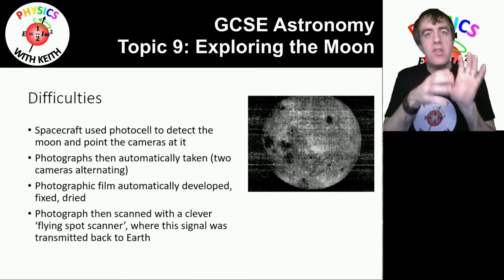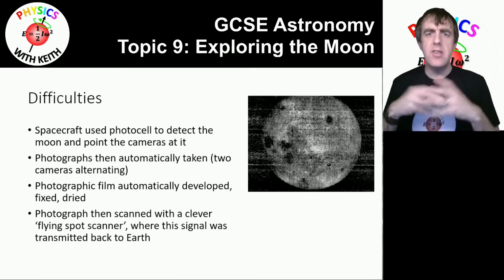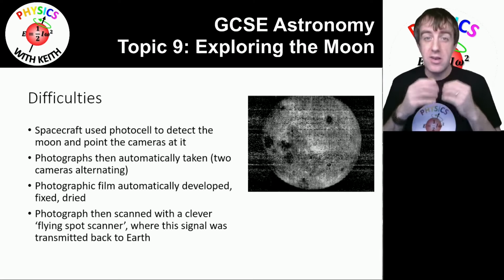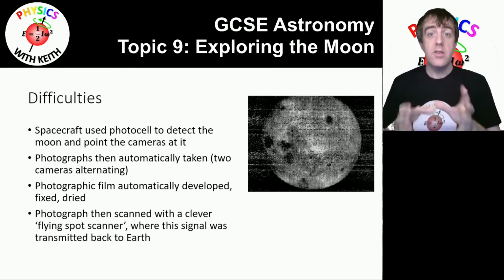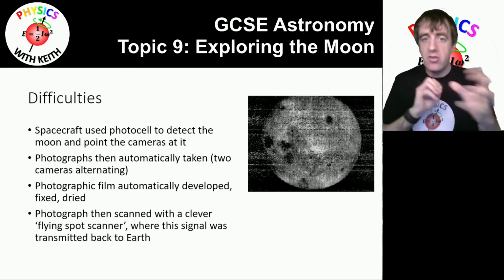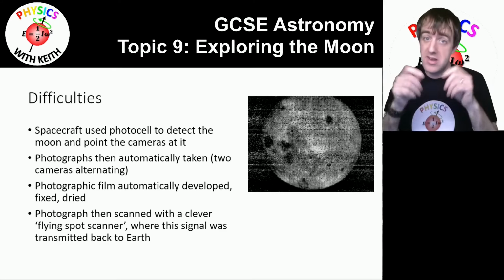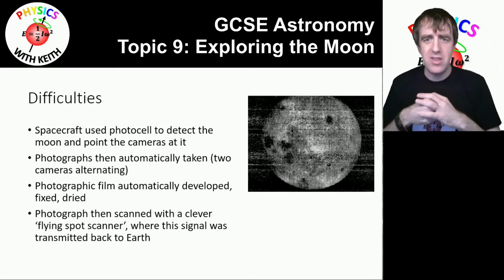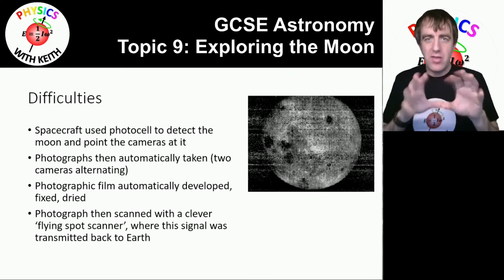So the way the spacecraft knew when to take the photographs and how to point the camera is it had various photocells. Photocells generate a voltage across them when they're exposed to light. So they had two cameras taking pictures, and then those films had to be developed, which meant the film had to be dipped into a solution. Well, this is in microgravity, so that's going to be challenging. And then it had to be dried. Everything had to be dried.